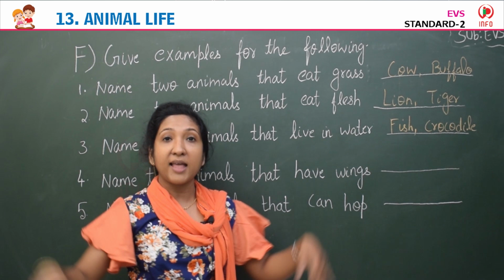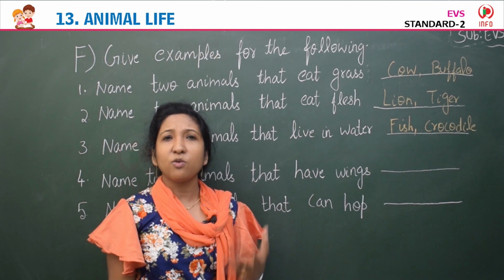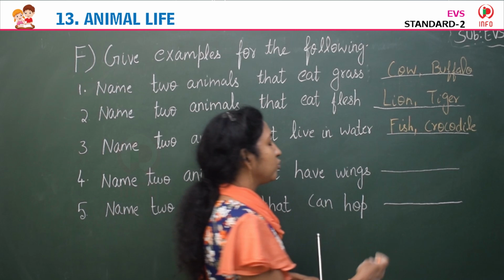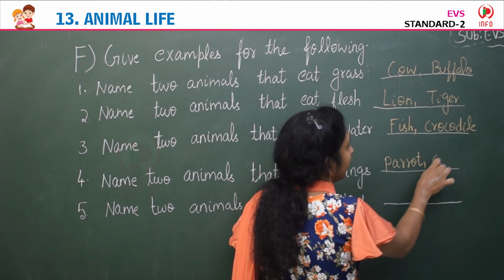Fourth one, name two animals that have wings. The animals that can fly, that have feathers or wings. Sparrow, parrot, dove, crow. So any two birds you can write. Parrot, P-A-R-R-O-T, parrot. Then you can write crow, C-R-O-W, crow.